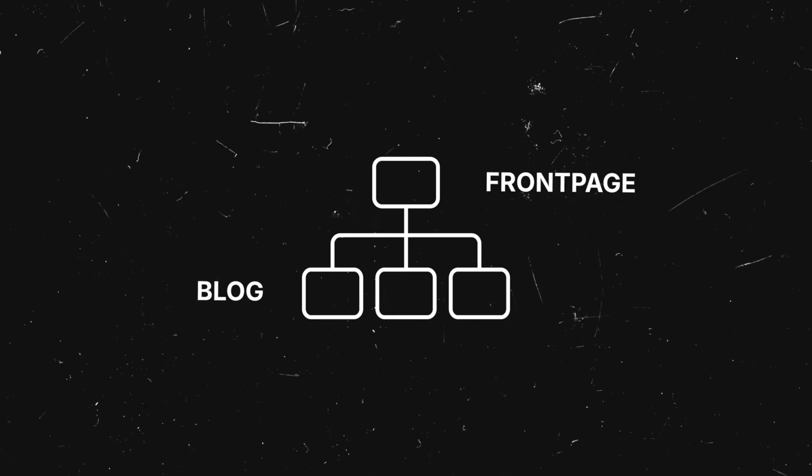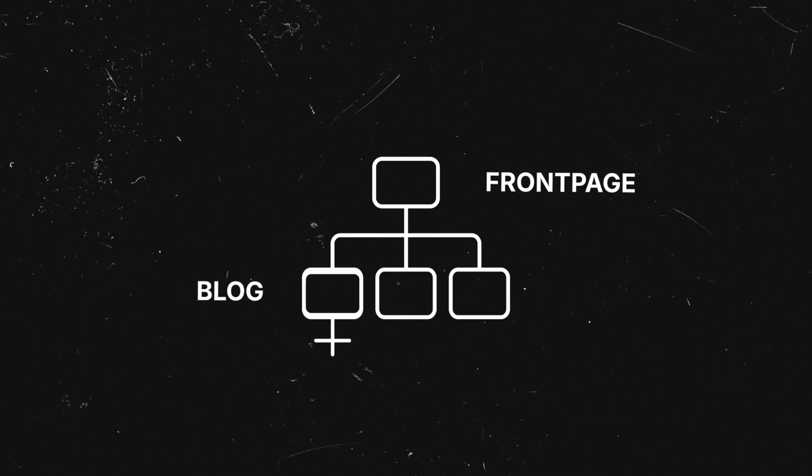For example, you have a front page, which is a main page, and then you have maybe a blog, which then has sub-items, which could be articles. Google needs a sitemap to better understand this content.